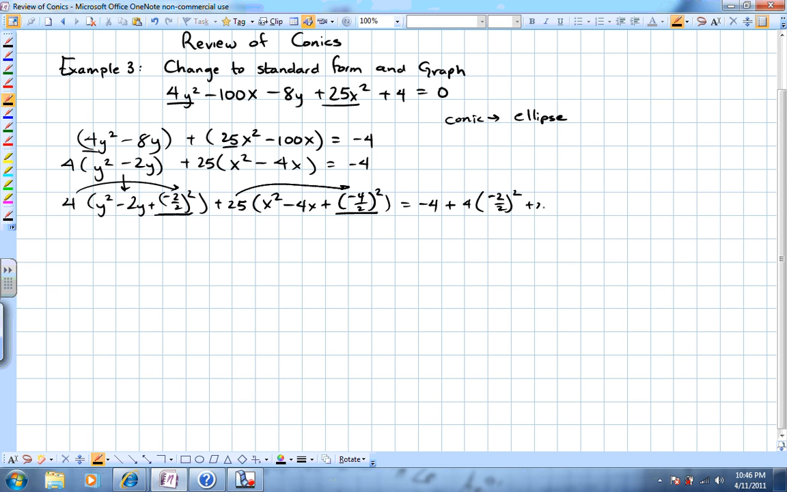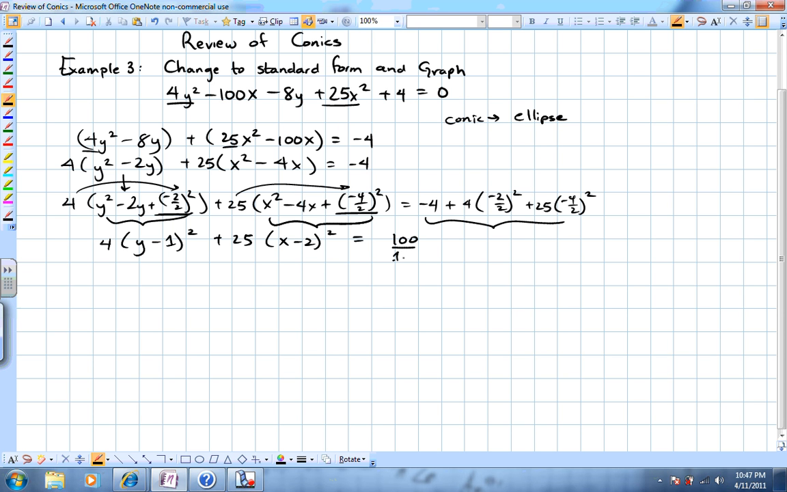Have 25, and it is positive, of these: negative 4 divided by 2 squared. Let's start completing the square. These three terms will collapse to y minus 1 squared plus 25 times x minus 2 squared. Again, you would use a calculator here. You would get that this is 100.